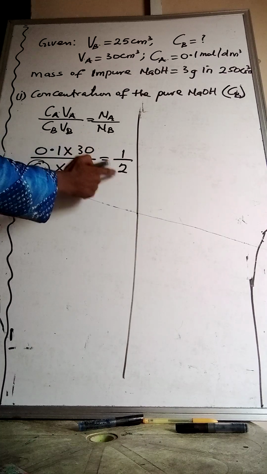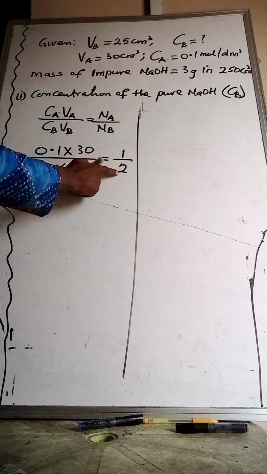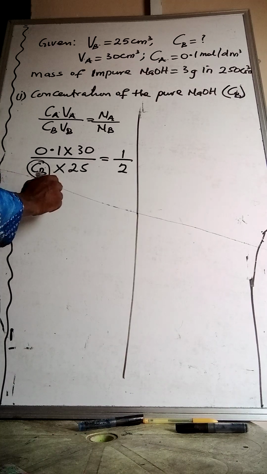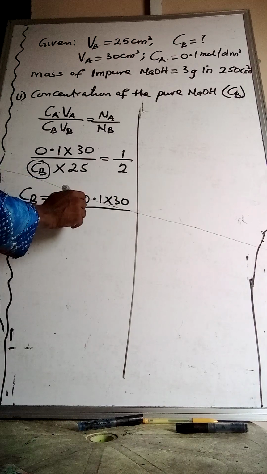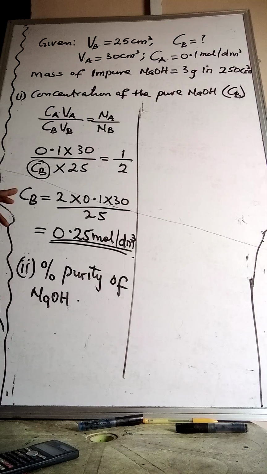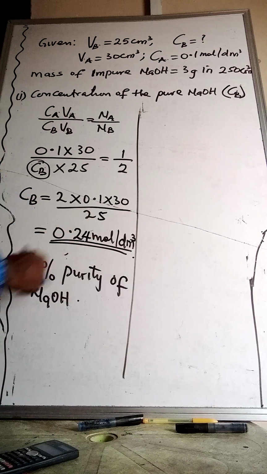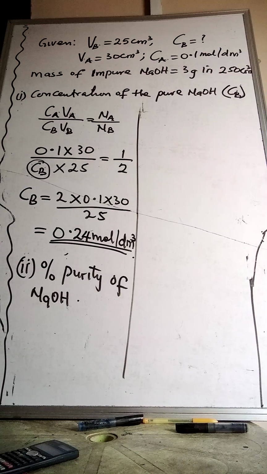After the substitution, we'll make Cb the subject. The mole ratio here is from the equation of reaction: 1 mole for the acid, 1 mole for the base. So Cb now will be equal to 2 times 0.1 times 30 divided by 25. Let's see what the value will be. The molar concentration of the pure base is 0.24 mole per dm³. Alright.